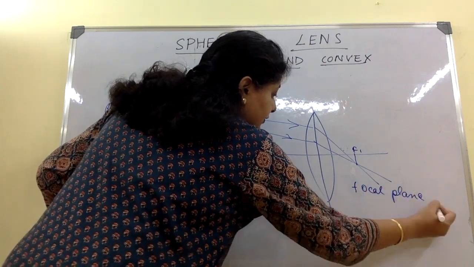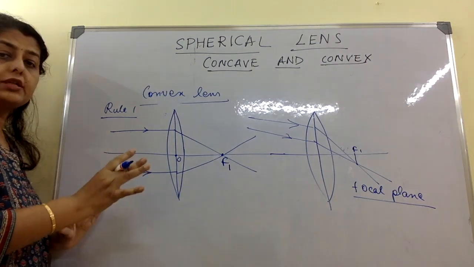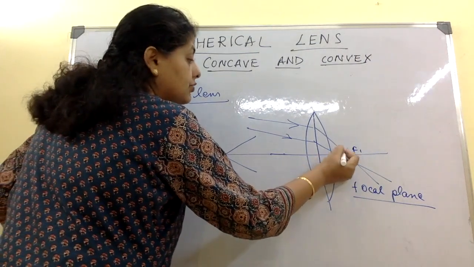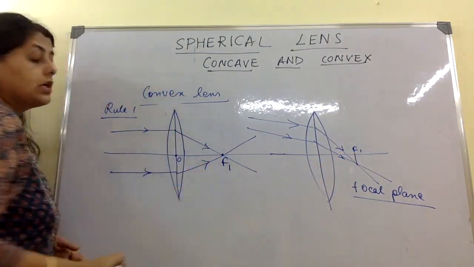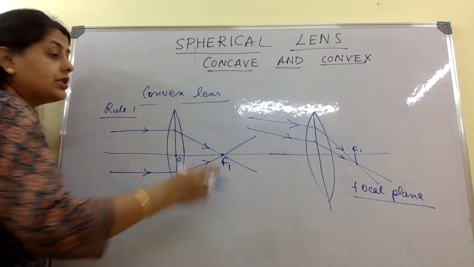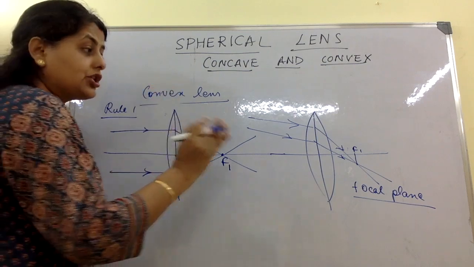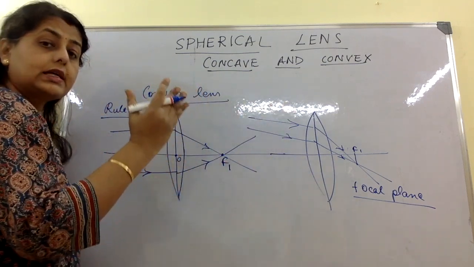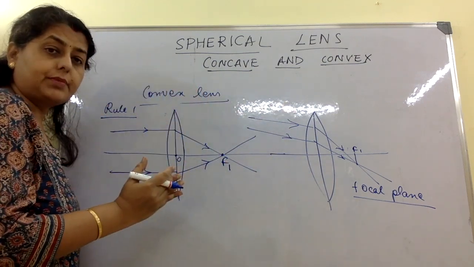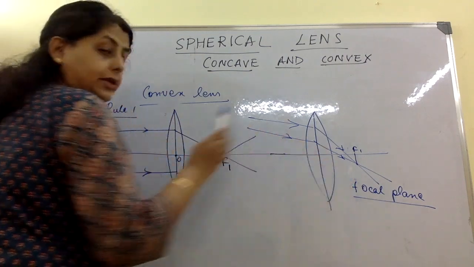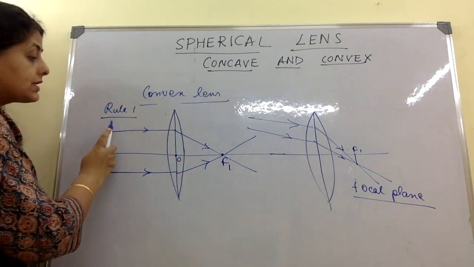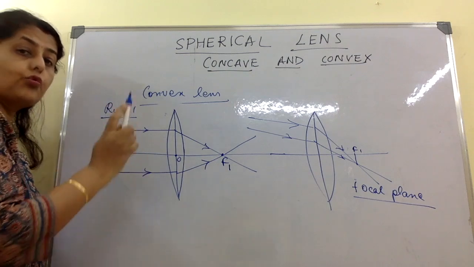So understand the difference between these two. They are more or less the same thing. So here arrows are important, don't forget the arrows. So here they converge in the focal plane, means if I hold a sheet of paper parallel to the lens, it will be formed in that sheet of paper only. That's the meaning of focal plane. Okay, so convex lens, this is rule 1.